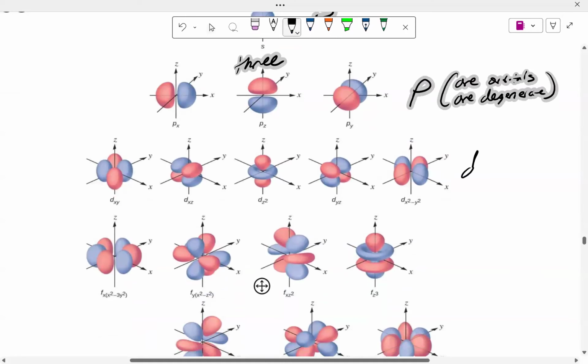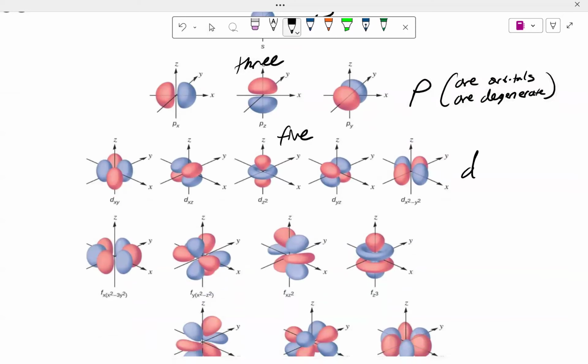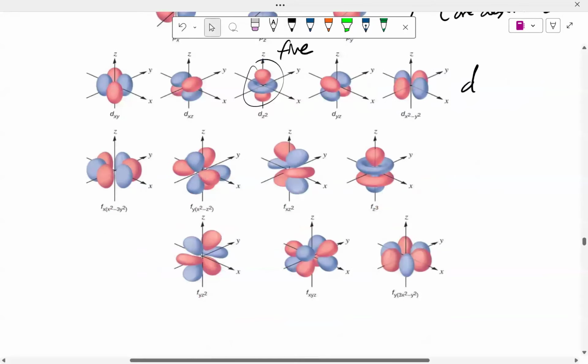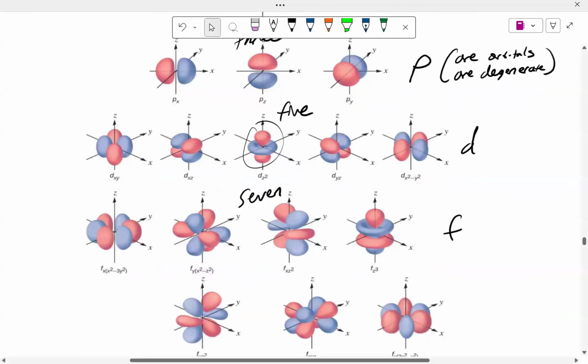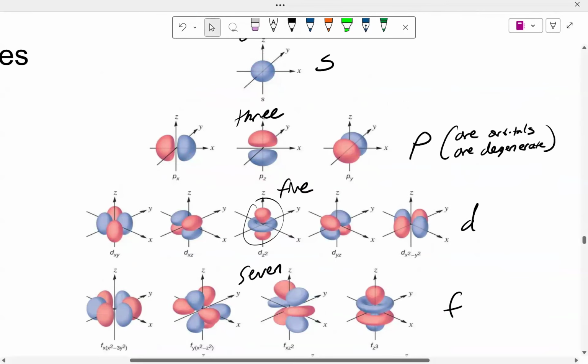And then here's our D subshell. So you got five of them. We got four of them that look like a sort of four-leaf clover. And then you got this weird one right here. And then F, you got seven of them. Don't worry about having to draw any F orbitals, but you should know what S, P, and D look like. So you should be able to kind of draw or recognize those orbitals.